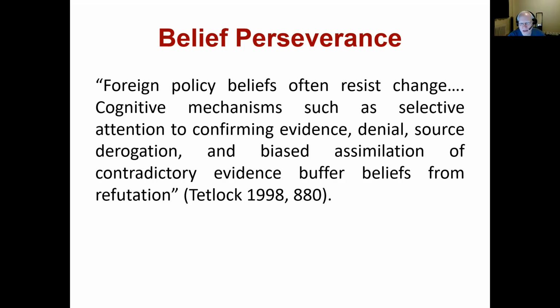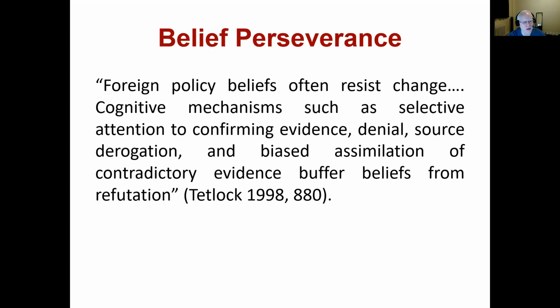Source derogation means we see some information that we don't like, and we don't necessarily know how to deny it, so we attack the source. The information didn't come from a credible source, so we can't trust it. The people publishing this study or giving the information aren't reliable.